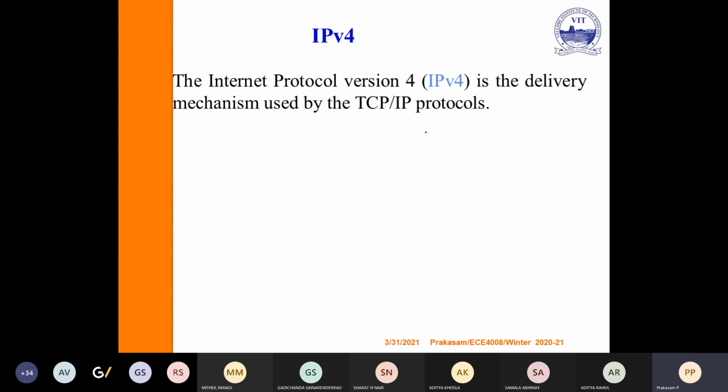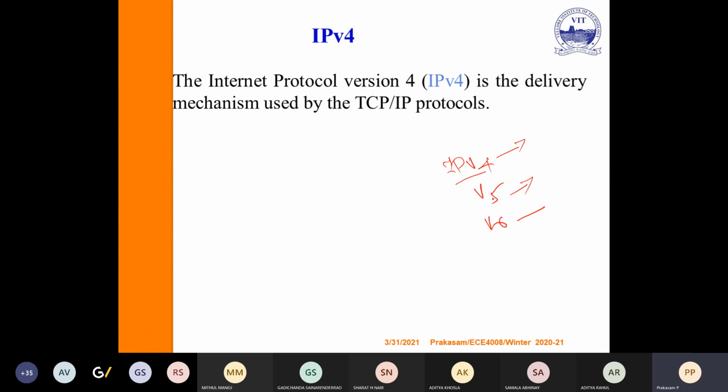So the different IP versions are there. Internet Protocol version 4 is mostly used for assigning IP addresses. IPv5 is used for assigning IP addresses for special purposes like the military. So these are the different versions: IPv4, then IPv5, IPv6. IPv4 is mostly used to assign IP addresses locally. IP version 5 is used for special purposes like the military or any other special purpose.